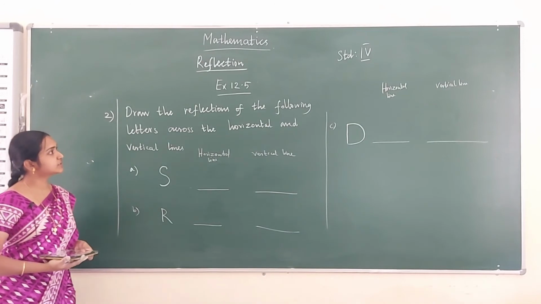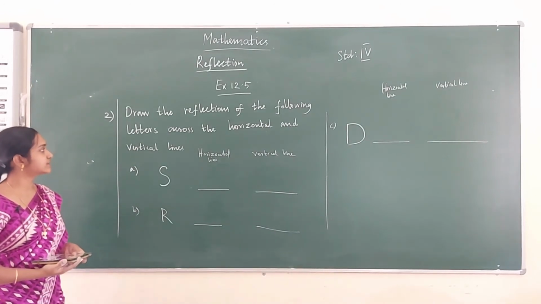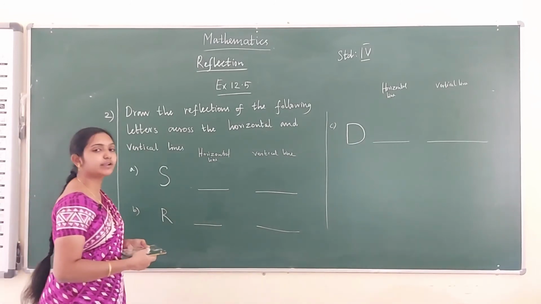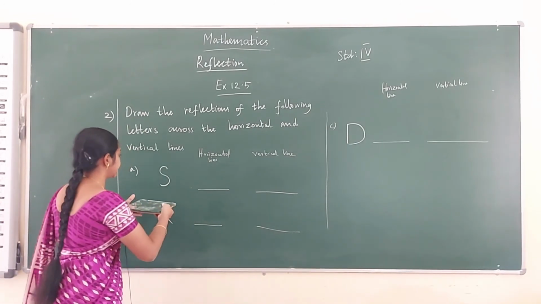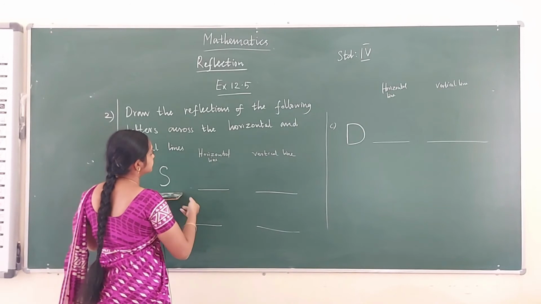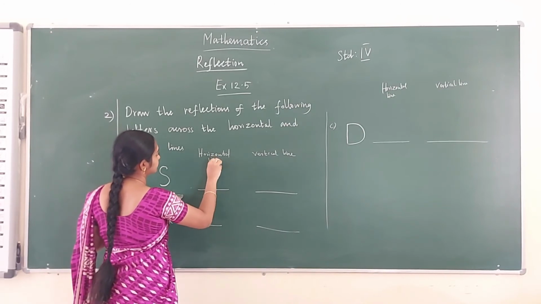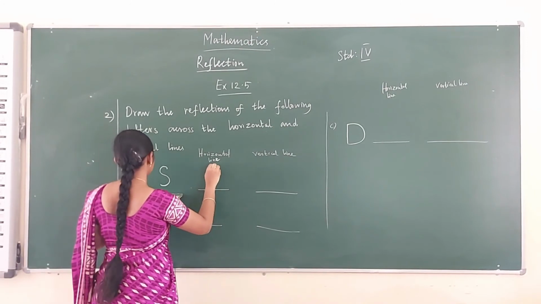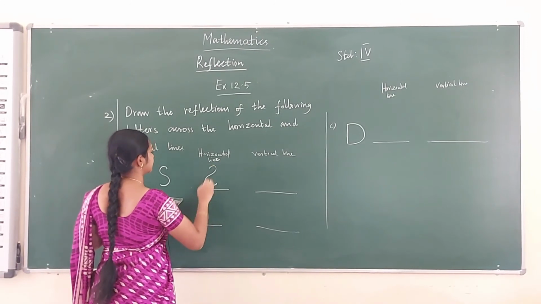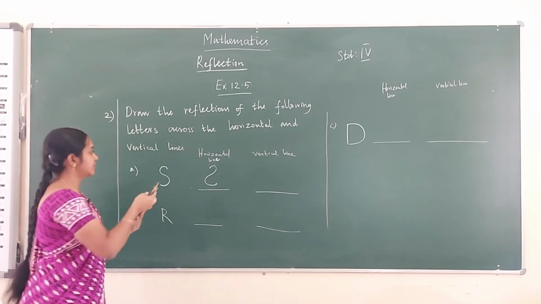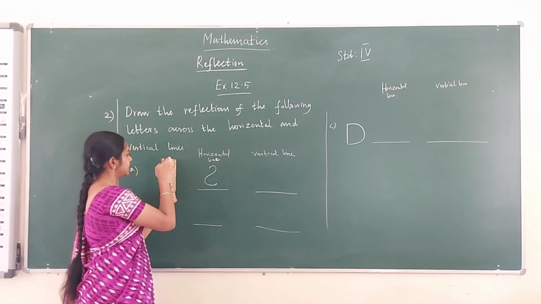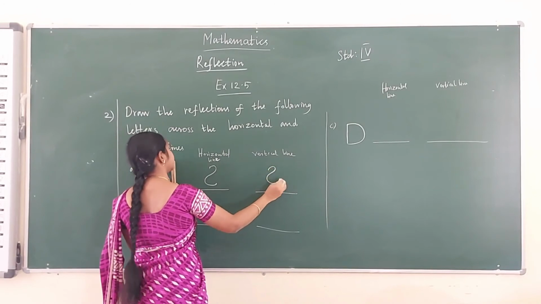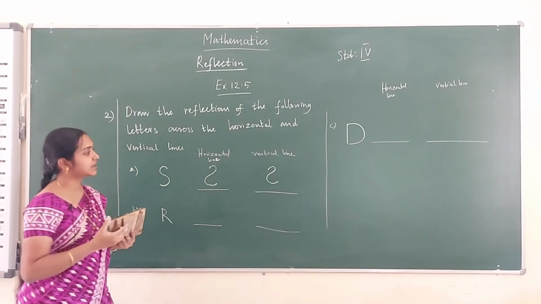Draw the reflections of the following letters across the horizontal and vertical lines. Horizontal line means you have to place the mirror like this and find its reflection. For horizontal line, the reflection is like this. For vertical line, place the mirror like this and draw the reflection. The reflection for vertical line is like this.